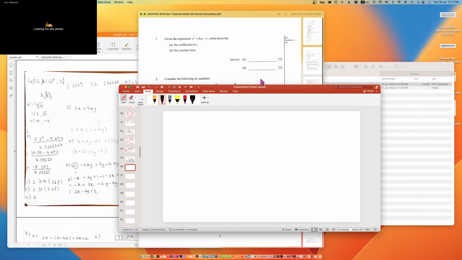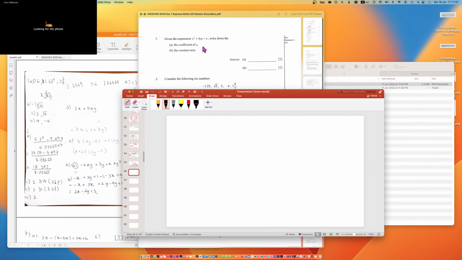Okay, so given that the expression is x squared plus 4xy minus x, right? So let me just write it down first. For this question, I don't know what is the meaning of coefficient and constant term. Actually, we talked about it once, I think in our first lesson, but it's okay. I don't expect you to remember it the first time, but after a few times, you are supposed to remember them.